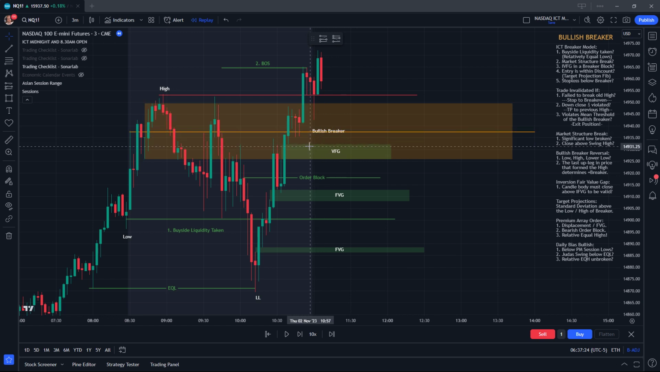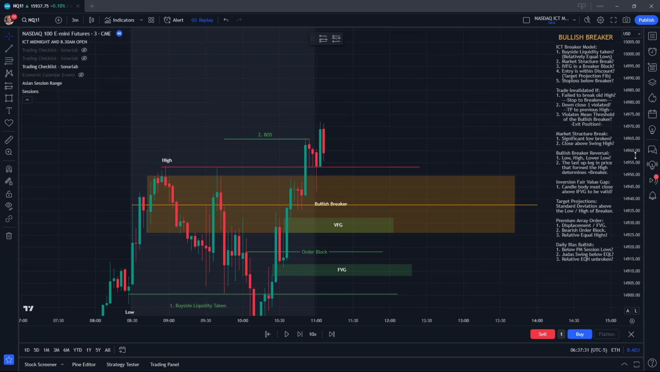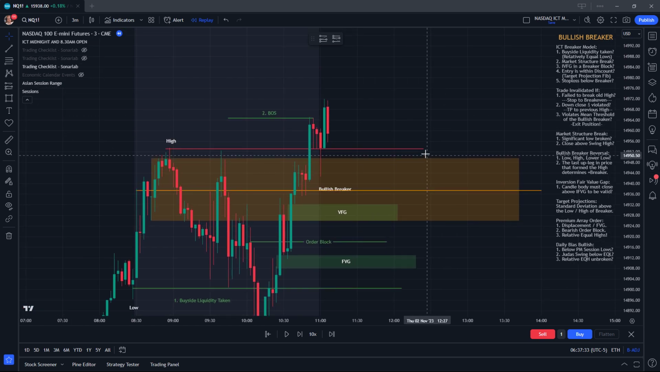So in order for the price to reach the fair value gap here, we'd have to be violating the mean threshold. So I think being able to recognize when a trade isn't going to work and just sit on the sidelines is just as much of a success as getting in a good trade.